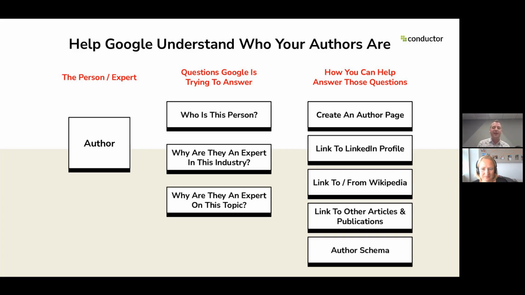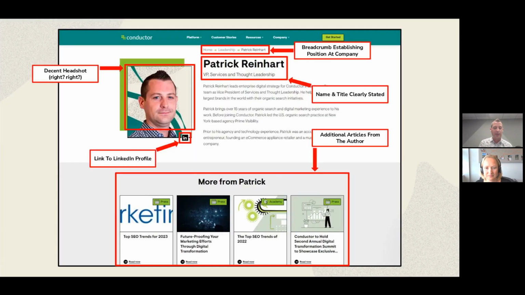Then also, do we provide other articles and publications that this person has contributed to, both on your website and elsewhere? And have we gone to the back end and used schema markup to say who this author is, right? And just to give you a real world example, here's my author page on Conductor, and look at that not tired guy in that headshot, right?